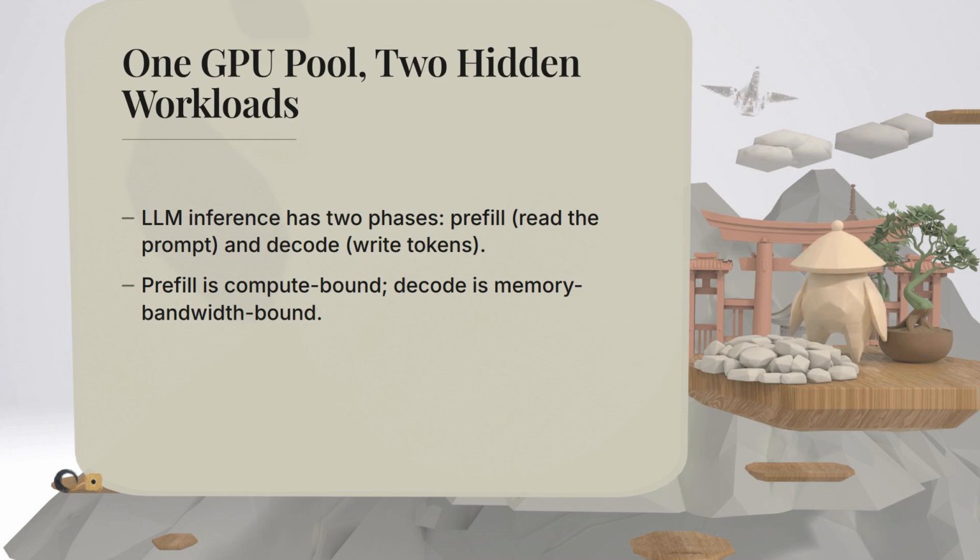Then comes decode. The model generates the response one token at a time, each step reading the model weights and the growing KV cache. That phase is memory bandwidth bound. The arithmetic units mostly wait on memory.